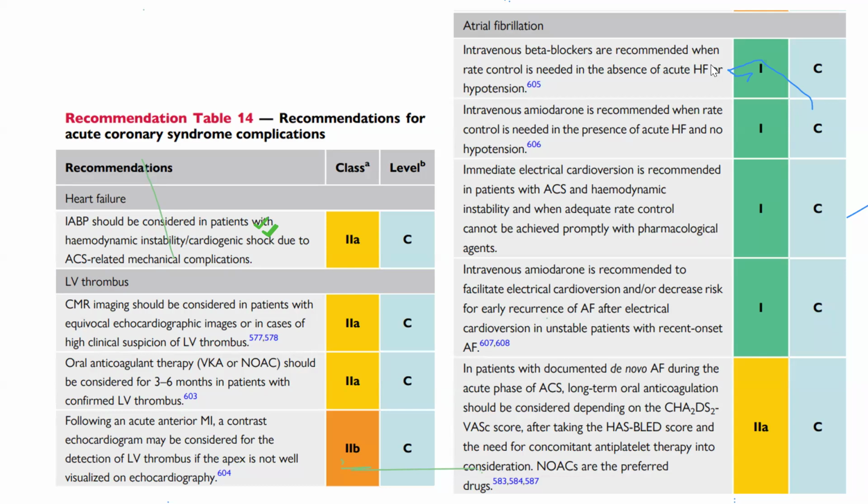In patients with documented de novo AF during the acute phase of ACS, long-term oral anticoagulation should be considered depending on the CHA2DS2-VASc, or CHA2DS2-VA now, but currently CHA2DS2-VA, after taking the HAS-BLED score and the need for concomitant antiplatelet therapy into consideration. NOACs are preferred over the VKAs.